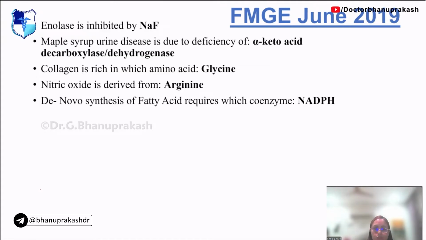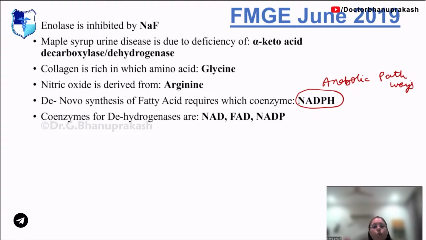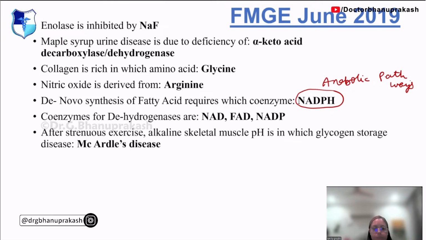De novo synthesis of fatty acid requires which coenzyme? NADPH. NADPH is required in the anabolic pathways, like synthesis pathways. So synthesis of fatty acid requires NADPH. Coenzymes for dehydrogenases are NAD, FAD, and ADP.